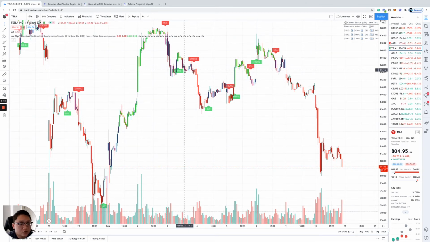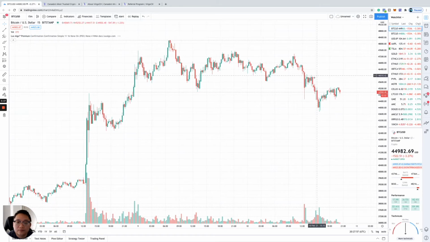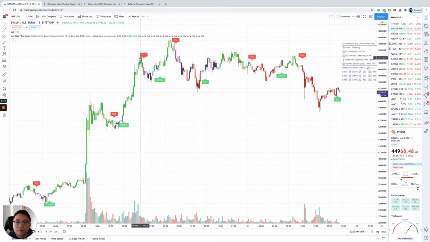So this is a really cool, easy to use platform that you can use for any pair at all, whether it's stock market or crypto. Let's check out Bitcoin real quick here. Look how accurate this is.